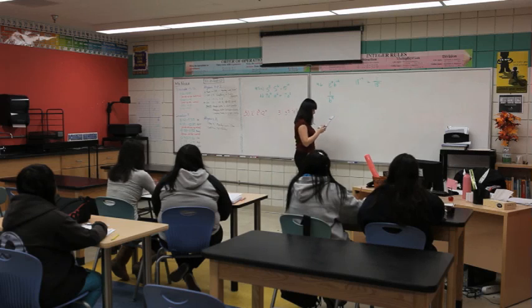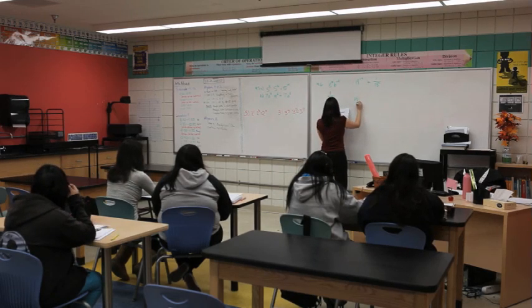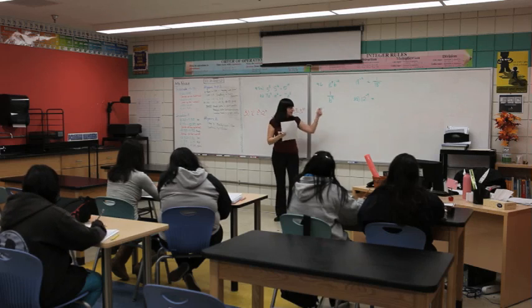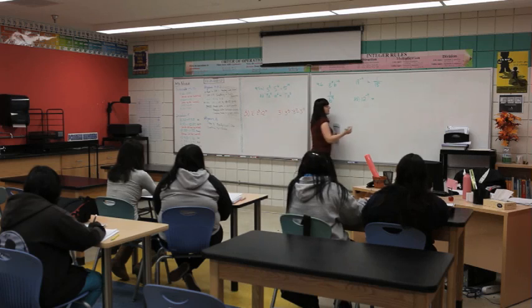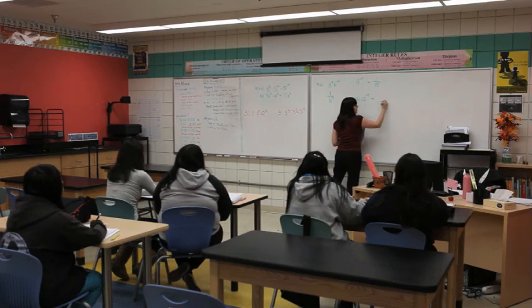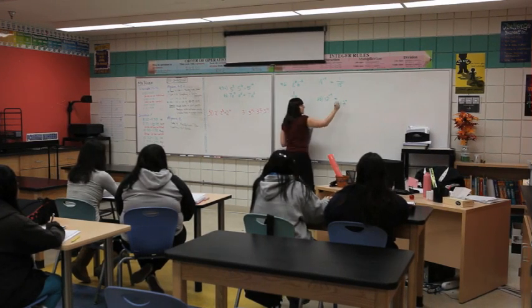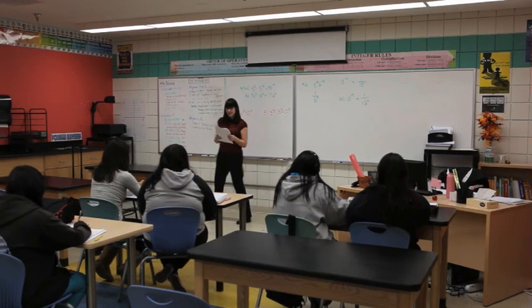Okay, so the next example we're going to do is number 38, and that is 12 to the negative 4th power. All right, Celeste, what do we have? 12 to the power of 4. Okay, 12 to the power of 4. And what goes on top? 1. Correct.